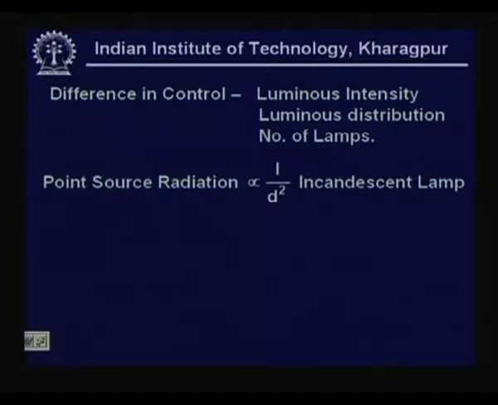Here, let us recall what we learned in the laws of illumination. If we consider an incandescent lamp, we find the radiation due to a point source at any point on the task surface can be related to I over d square, where d is the distance between the point of observation and the point source, which means it keeps on varying inversely with the square of the distance.